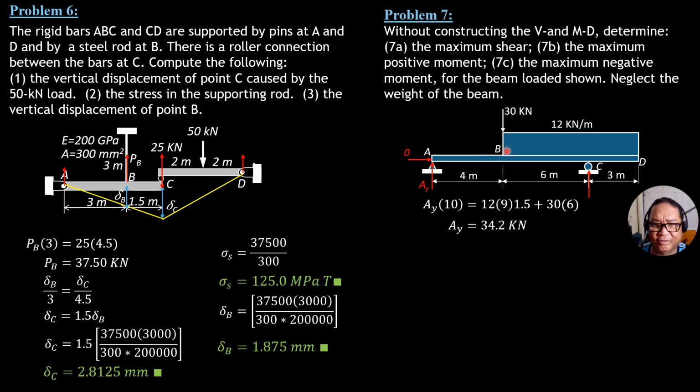34.2 constant minus 30, so 4.2. So the shear V is 4.2. Then minus 12 times 6. That may be the maximum shear. So let's have the FBD for just to the left and just to the right of point C.